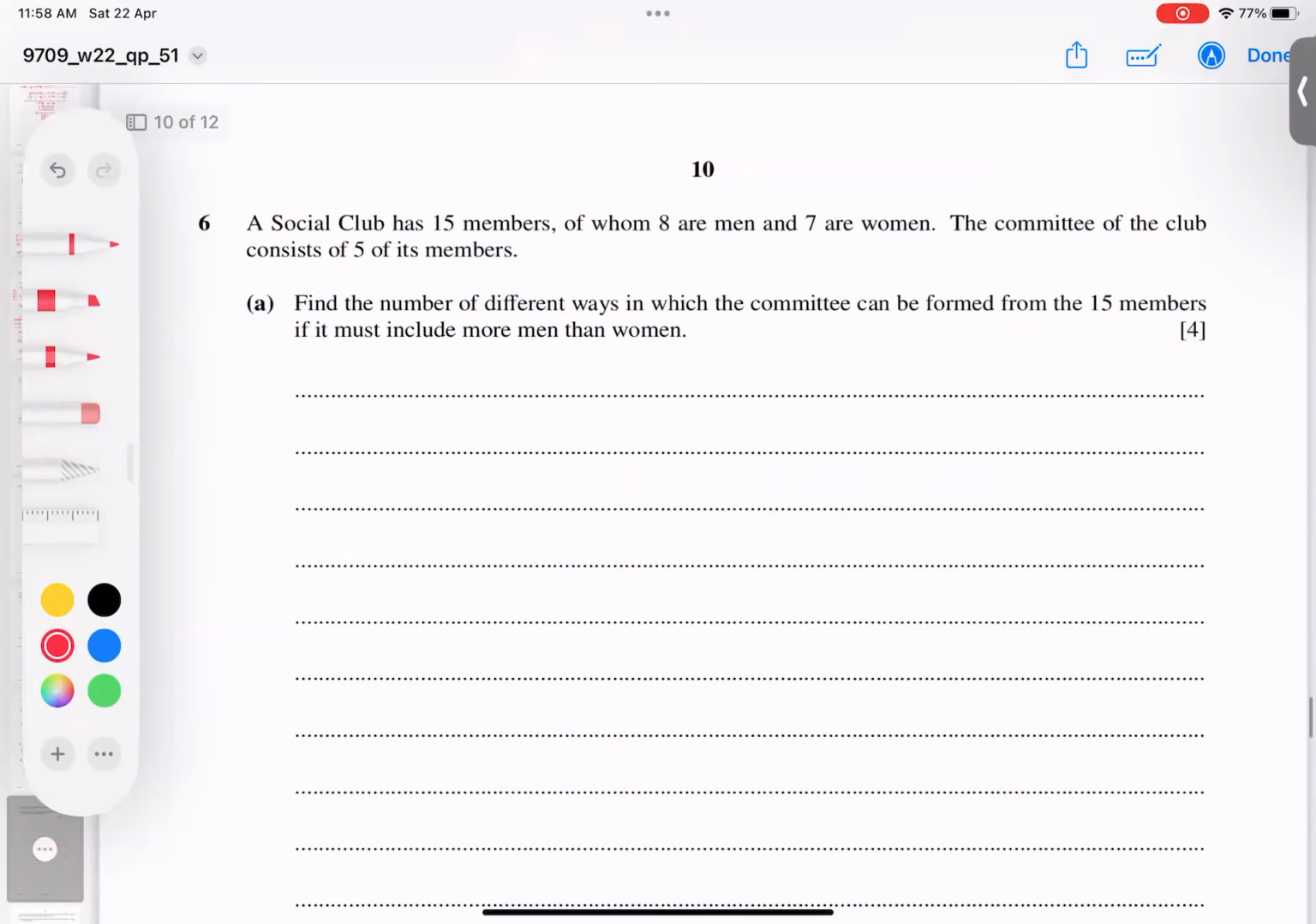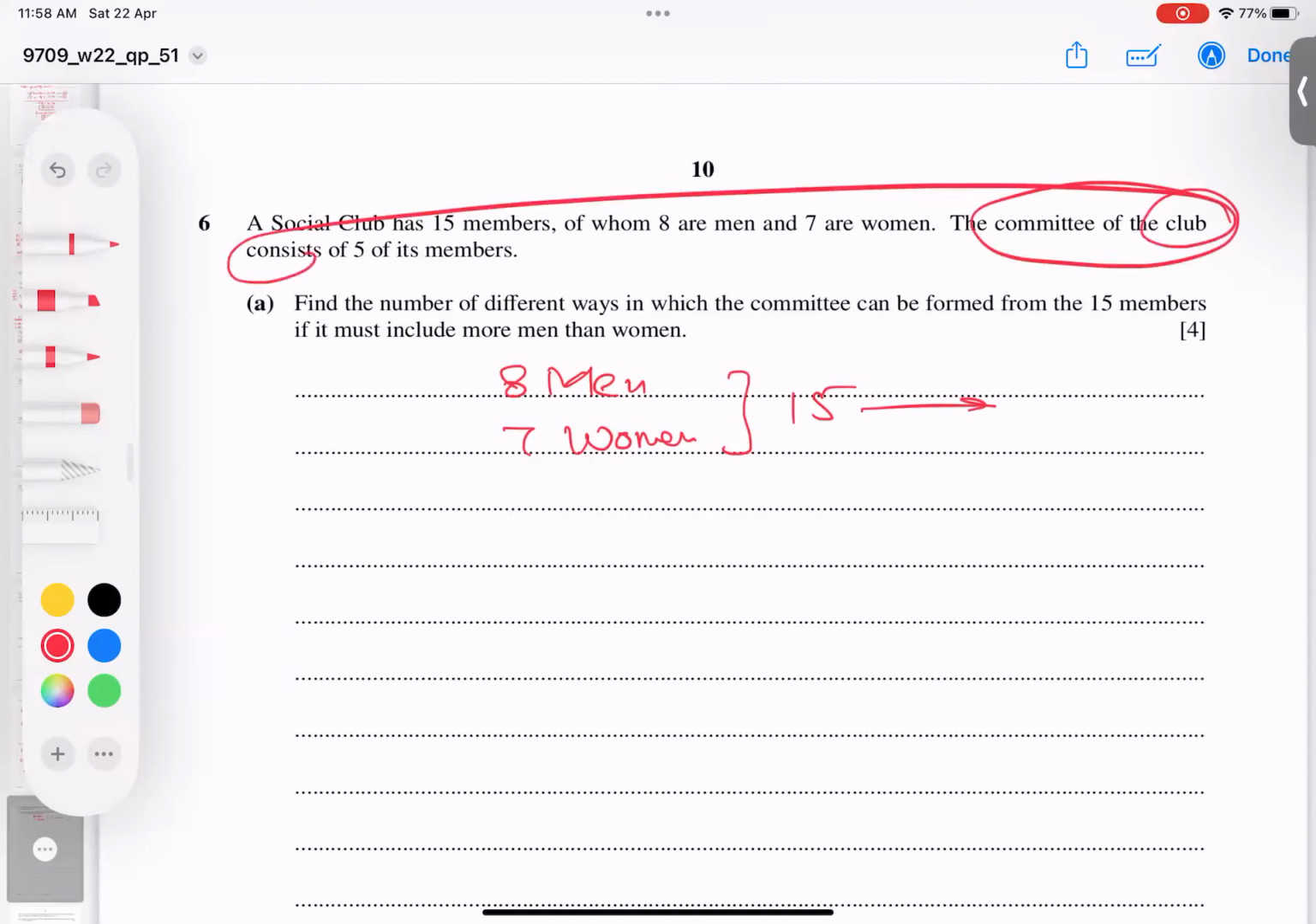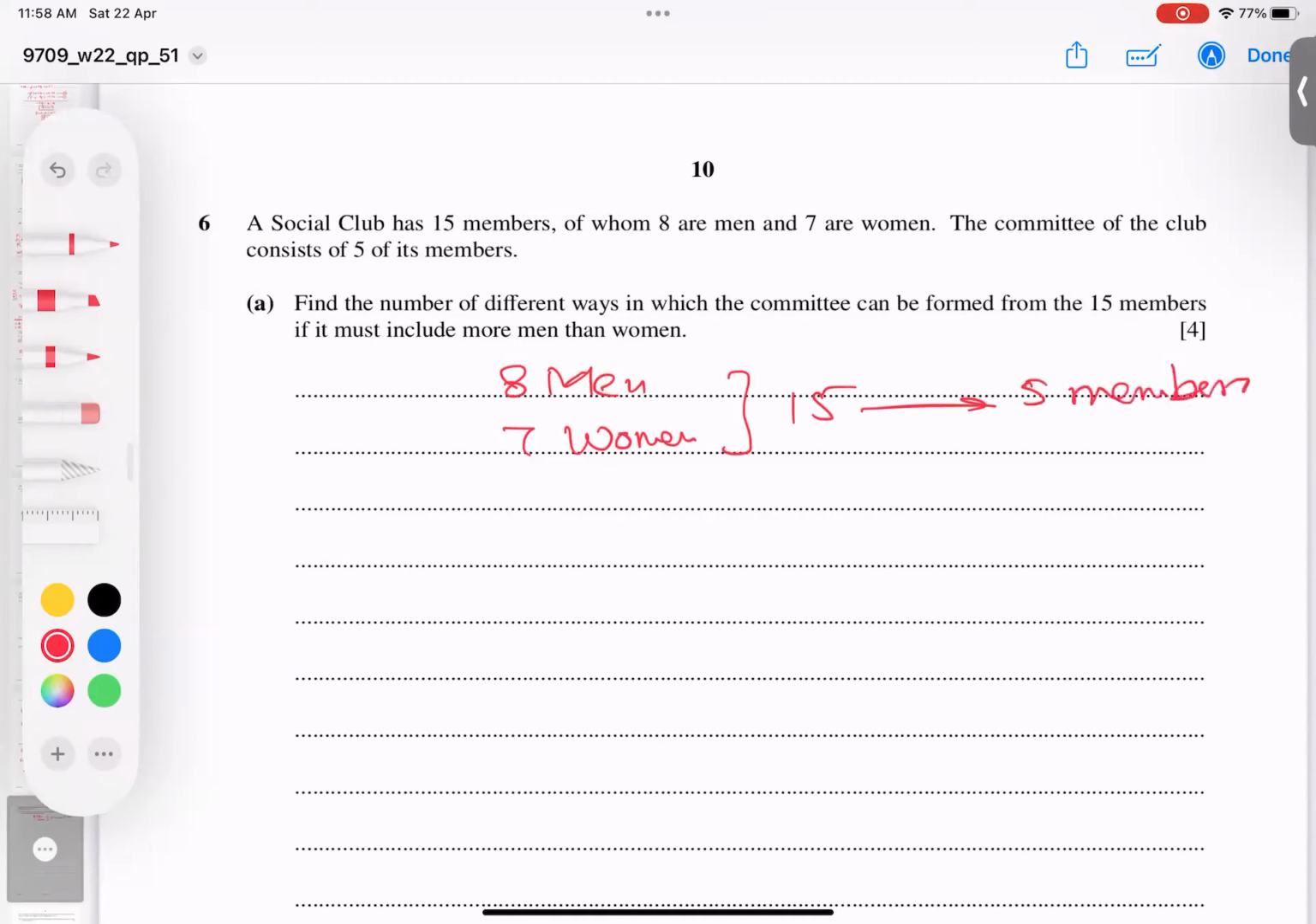So let's go for question number 6. What is question number 6? A social club has 15 members, 8 men and 7 women. So let me write 8 men and 7 women. They become total 15. And from 15, a committee consists of 5 members. So 5 members we need from there. And I find the number of different ways the committee can be formed from the 15 members if it includes more men than women. So men are more than women.